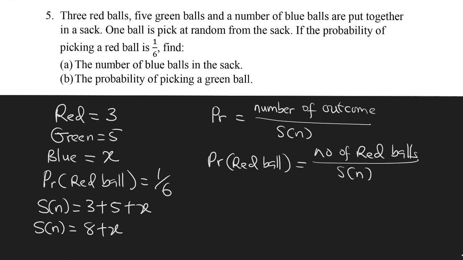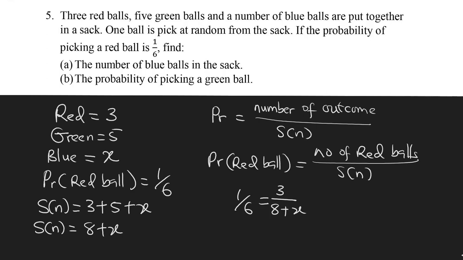So remember that the probability of red balls has been given as 1 over 6. So instead of writing the probability of red balls, we're going to write 1 over 6. So 1 over 6 is equal to, what's the number of red balls? The number of red balls is 3. So we're going to have 3 over, what is the sum of number space? Our sum of number space is 8 plus x. So over 8 plus x.